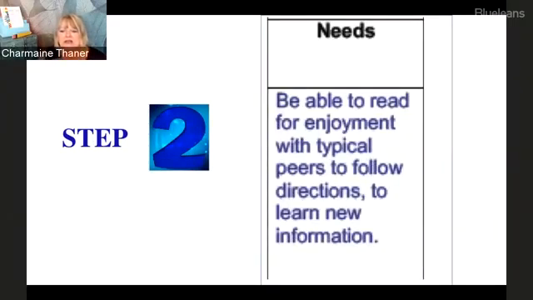And then we're going to look at needs. For this child, we said he really needs to be able to read for enjoyment with typical peers. He needs to be able to follow written directions, and we want him understanding that when he reads, he can actually learn new information. So needs in step 2 is where you first want to start talking about your child being included with others.